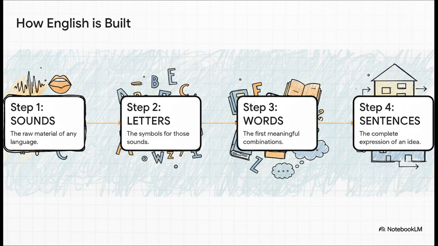Everything starts with sounds, you know, the raw material we make. Then we use letters as symbols to write those sounds down. After that, we put those letters together to make words. And finally, we arrange those words into sentences to share a complete idea. That's it. That's the whole system for any language.